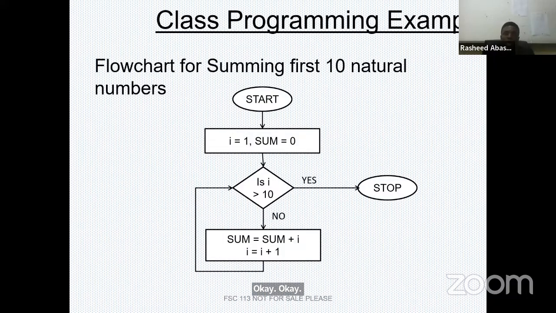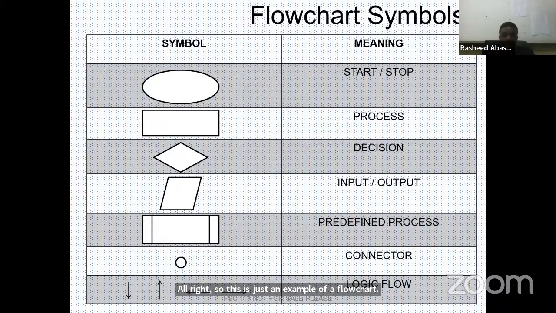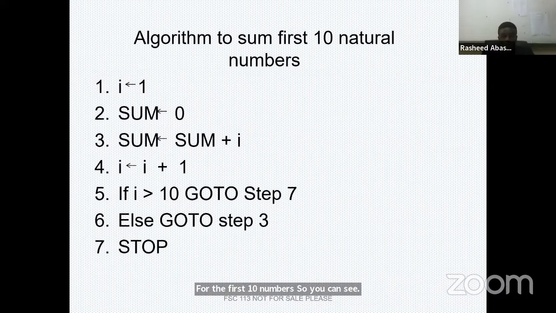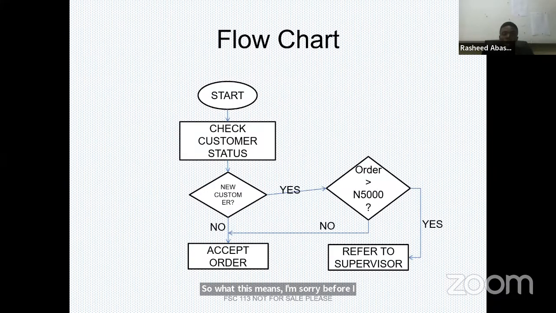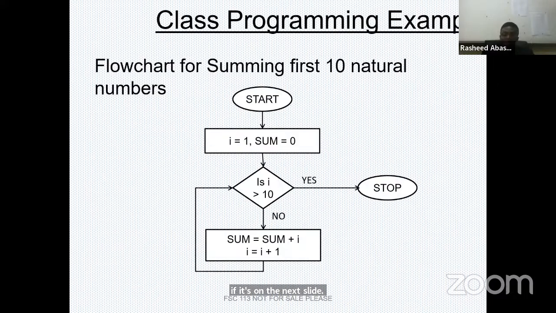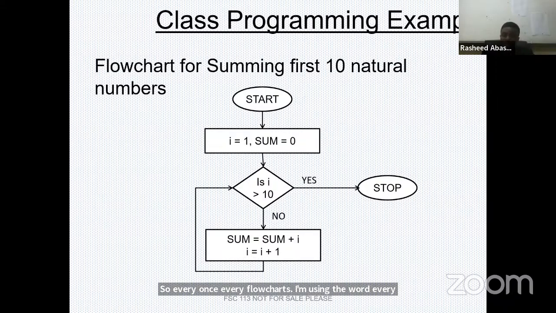All right, this is just an example of a flow chart for the first 10 numbers. You can see I equals 1, sum equals 0. I told you wherever you are assigning, you use the rectangle. Before I proceed, let me see if it's on the next slide. No, it's not there. So every flow chart begins with a start and ends with what? A stop. I repeat, every flowchart begins with a start and ends with a stop.